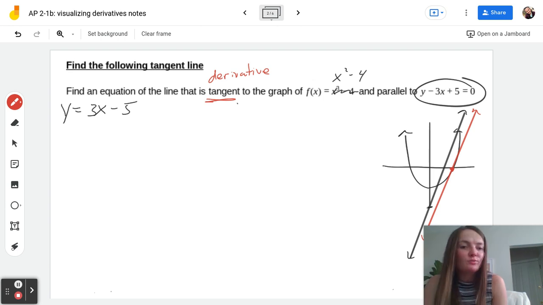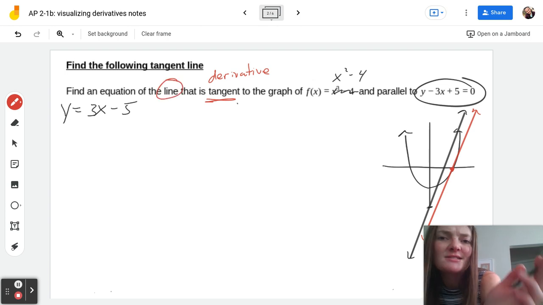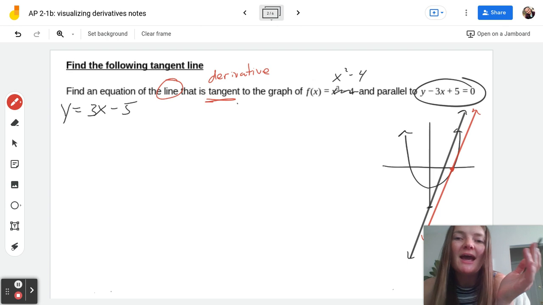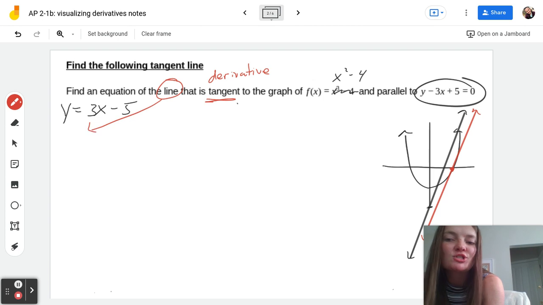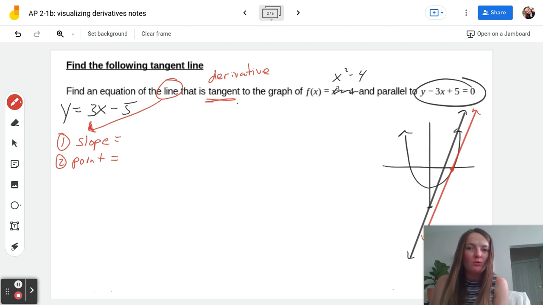In order to find the equation of the red line, I need to know a slope and I need to know a point. Here's what I ask you to please do when you're in AP Calculus with me. Anytime you're asked to find the equation of a line, I would love if you could do this just for your calc teacher who works very hard for you. One, I want you to write that in order to graph a line, you need a slope. Another thing I want you to write is that you need a point. You only need 2 things to answer this question: a slope and a point. Anytime you're asked to find the equation of a line, you need a slope and a point.